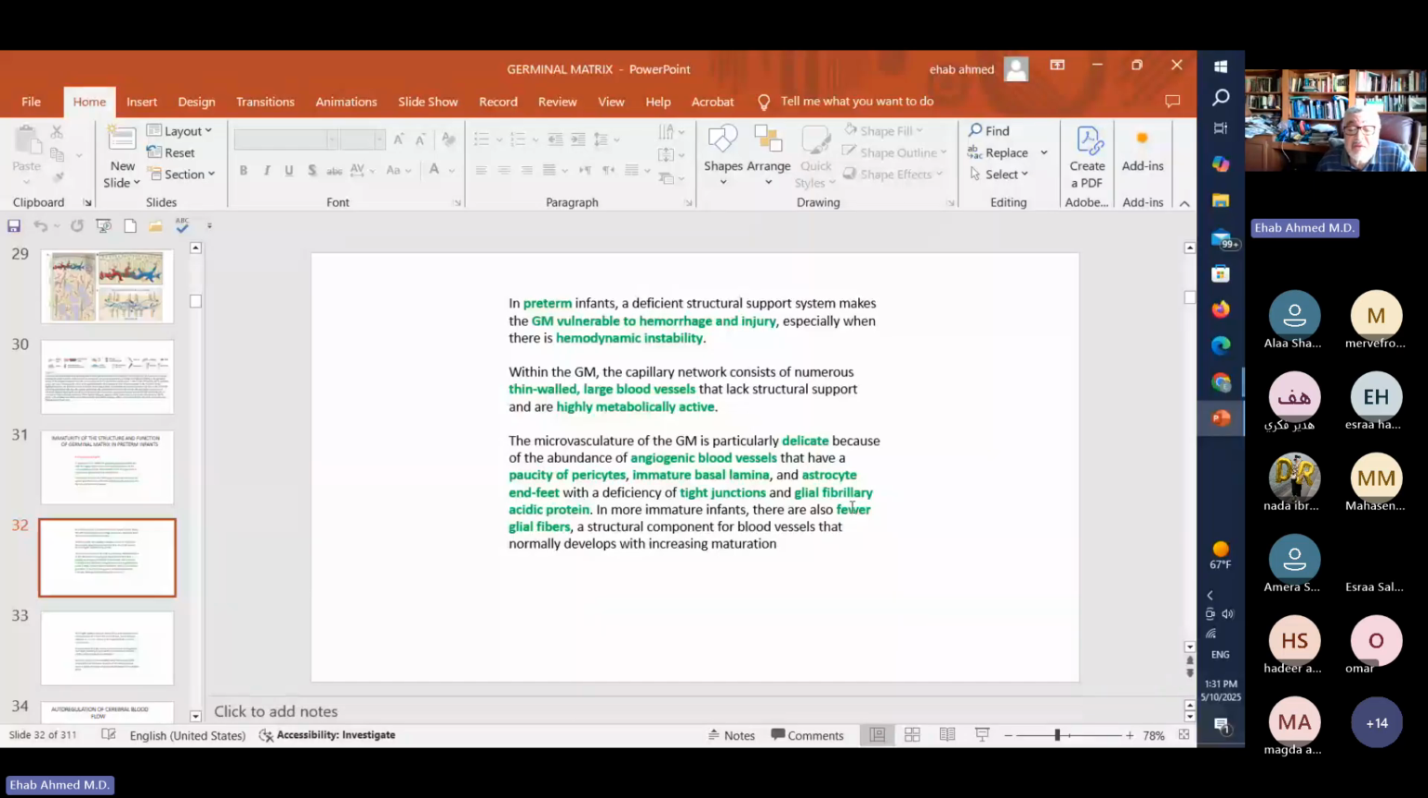Yes, they are delicate and fragile, and there are no tight junctions, there is not enough fibronectin, and there are not enough pericytes to support this vasculature. Okay?